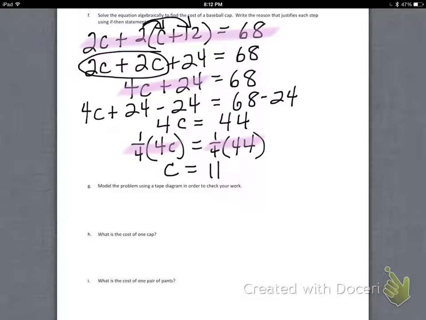Now my c equaling 11, of course, means that that is the cost of my cap. The cap cost $11.